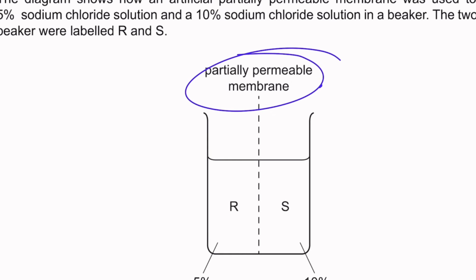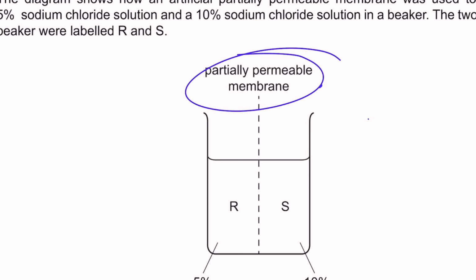Obviously there will be water movement because, as mentioned, this is an osmosis question. It's partially permeable membrane for a reason. And where will water move from? Okay, so let's say that you have a cup filled with sugar. The more sugar you put, the less water there will be inside that cup, right?